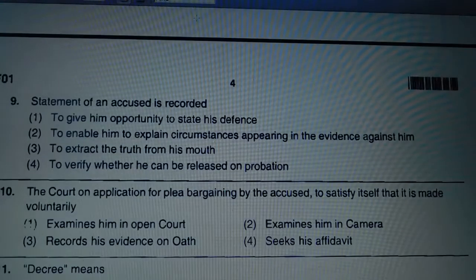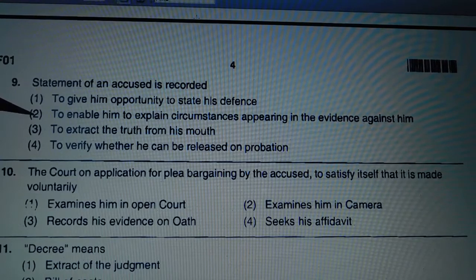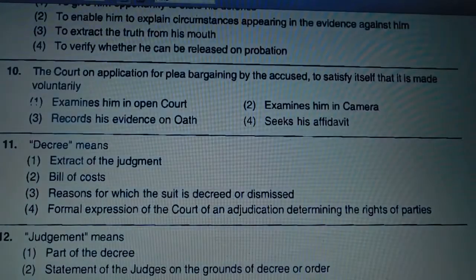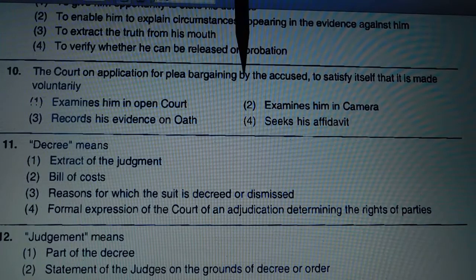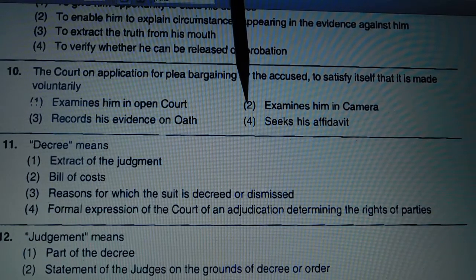Question number 9. The statement of an accused is recorded. The answer is to enable him to explain circumstances appearing in the evidence against him. Question number 10. The court on application for plea bargaining by the accused to satisfy itself that it is made voluntarily. The answer is examines him in camera.